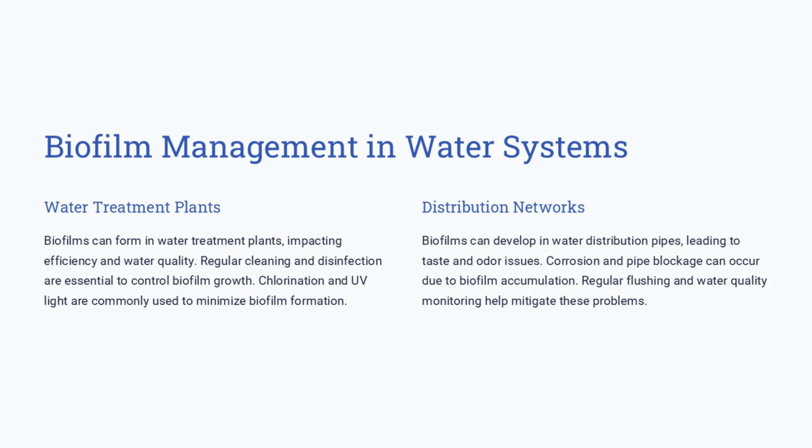Regular cleaning and disinfection are essential to control biofilm growth in these facilities. Chlorination and UV light are commonly used methods to minimize biofilm formation. Biofilms can also develop in water distribution pipes, leading to taste and odor issues, as well as corrosion and pipe blockage. Regular flushing of the distribution network and ongoing water quality monitoring are important to help mitigate these biofilm-related problems.